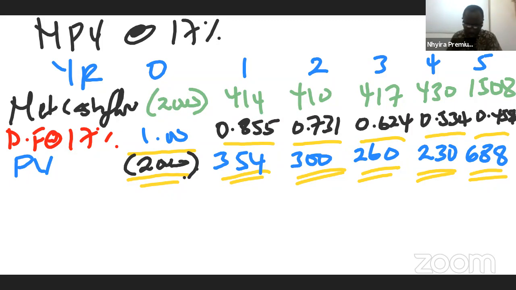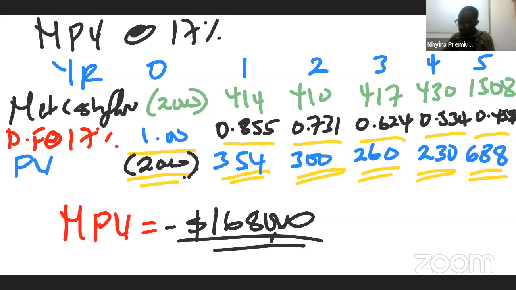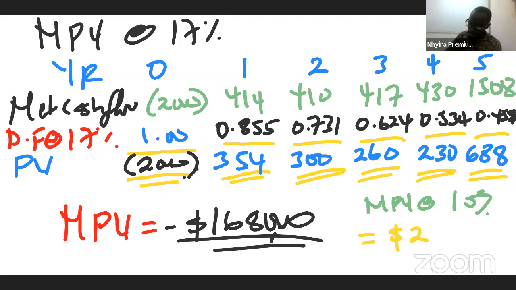So once we have the present values, let's get the NPV. Minus 2000 plus 354 plus 300 plus 260 plus 230 plus 688. And that gives us negative 168,000. There you go. So the NPV is now negative 168,000. So what do we have here? You realize that NPV at 10% is 258,000, whilst NPV at 17% is negative 168,000.